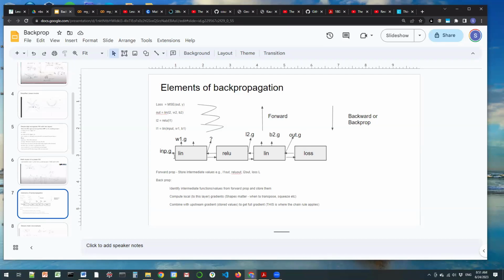There are three basic steps. You identify the intermediate functions or values from the forward prop and store them. So, for example, we store L1, we store L2, we store out. Those are needed because we will be reusing those as we move backwards.